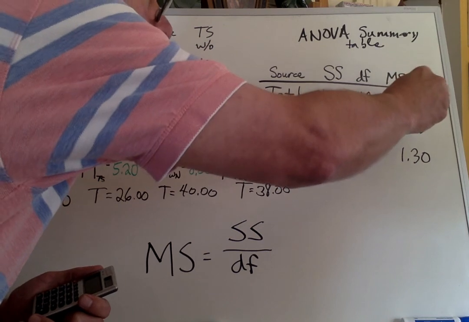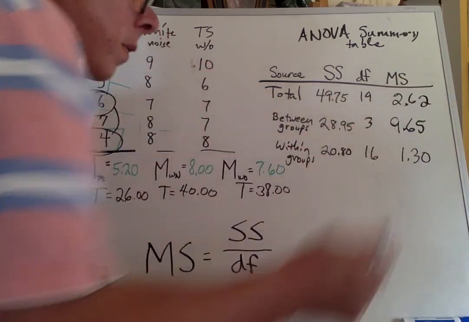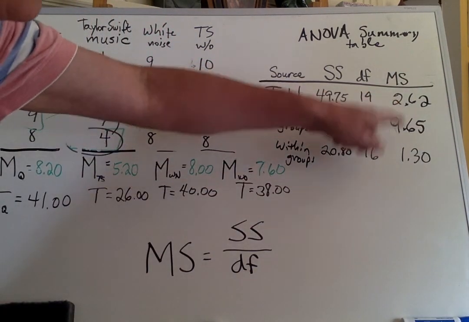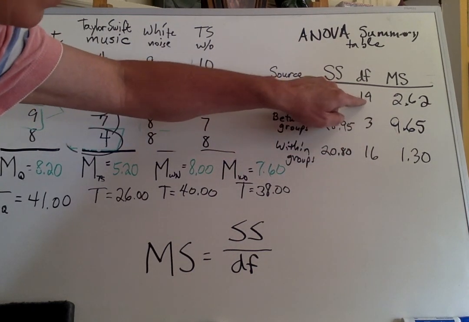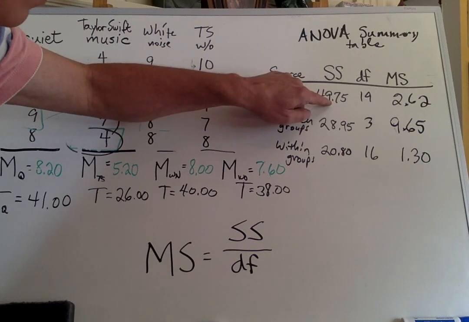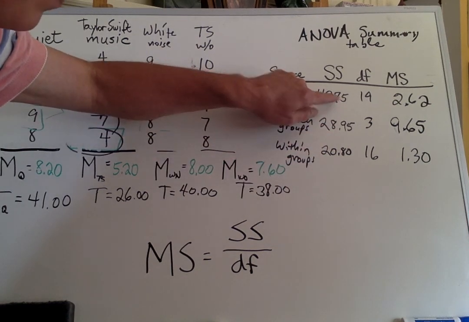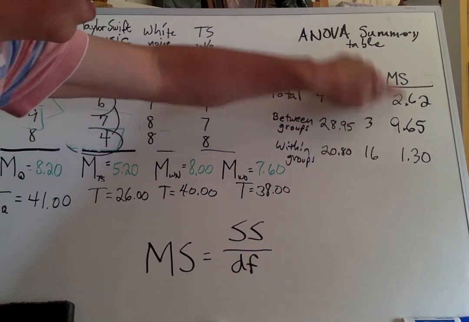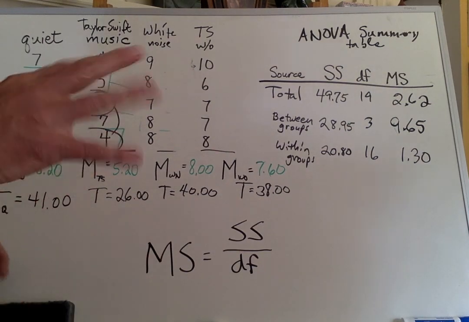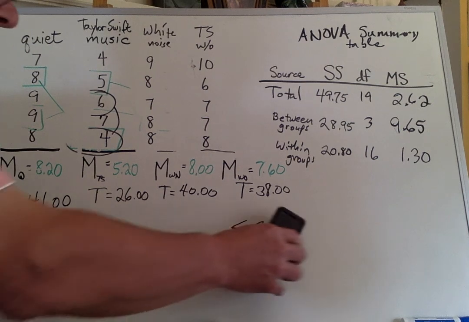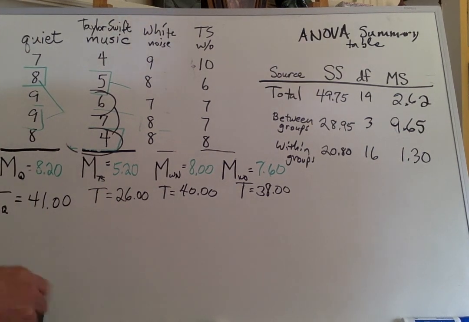Notice this is where the relationship falls apart. That is, these two do not add up to this. Sum of squares add up, degrees of freedom add up, but it doesn't work for mean square, because that's like an average, okay? Oh my goodness. Doesn't this give you a headache, right?